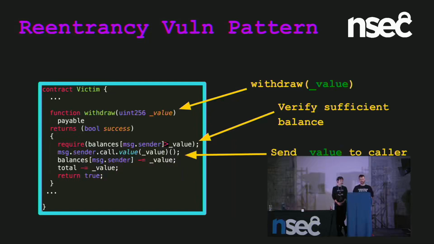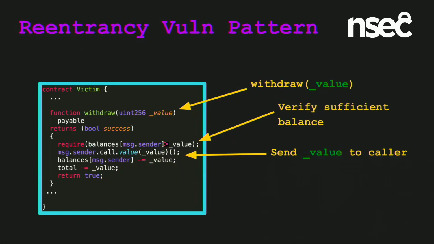Yeah, you've got enough. You may withdraw, and it sends the value to the caller, message.sender, and then it reduces their balance by the value. Seems pretty good, right?